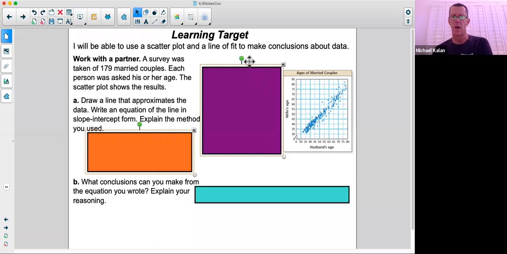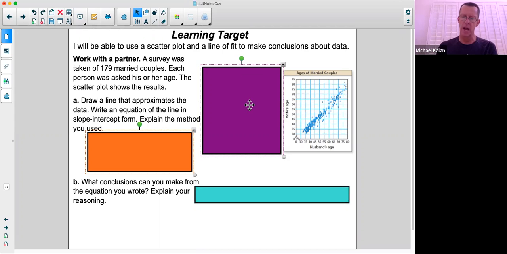Draw a line that you think best represents the data. Then write an equation of your line in slope-intercept form, and explain how you got there. How did you decide to draw the line that you drew? Go ahead and give it a shot. Let's see what you come up with.